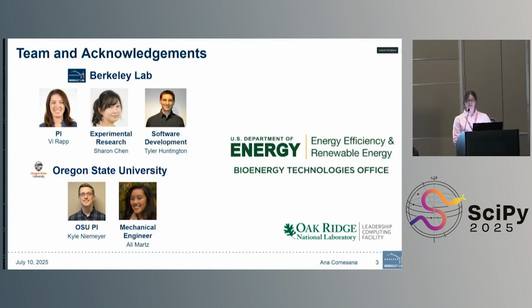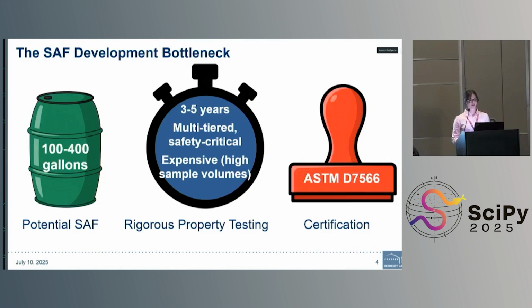With that, let's start with a little background into this project and how it came to be. Before SAFs can fly, they have to pass through a multi-year certification process where each candidate needs to meet really strict property requirements for things like boiling point or viscosity, right? That alone can take hundreds of gallons and millions of dollars. That means only a handful of SAF candidates make it to that stage of the process. So we're forced to make big decisions early on without enough data to know if it's going to work or not, which doesn't really reward experimentation.